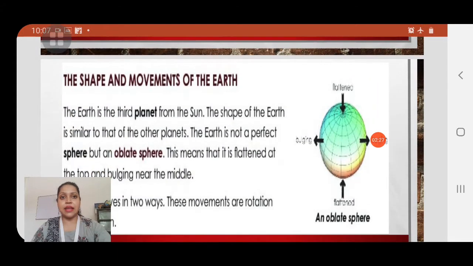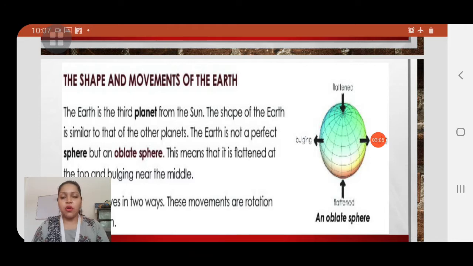The first topic is the shape and movements of the earth. What is the shape of the earth? The shape of the earth is an oblate sphere, not a perfect sphere, but a different type of shape. Why oblate sphere? Because from the top it is flat and in the middle it is bulging. Here you can see a picture of the oblate sphere. The shape of the earth is an oblate sphere.